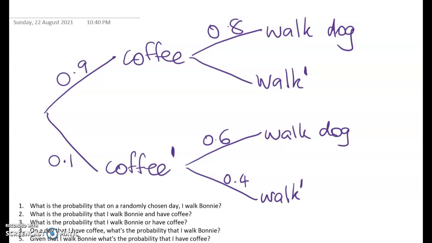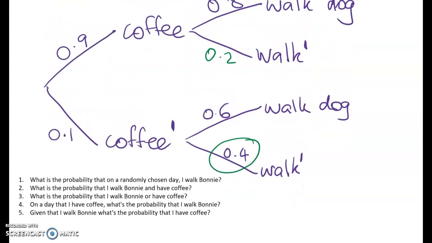So straight away you can see that I haven't put all the numbers in on purpose, but we know that they have to add up to 1, right? Either I walk the dog or I don't walk her, so that's going to be 0.2, and this one here is going to be 0.4. So what I've done here is I've just written some really simple probability questions that we're going to have to find, so that we get used to figuring out what the very subtle differences are in wording.